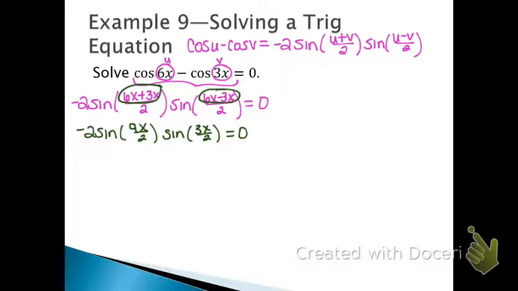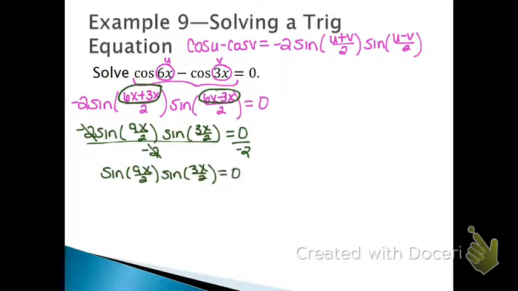Done? Not done. We haven't solved yet. What can we do now? I can divide by the negative 2 if you want, because this left side is all one term. So we have sine of 9x over 2 times sine of 3x over 2 equals 0.